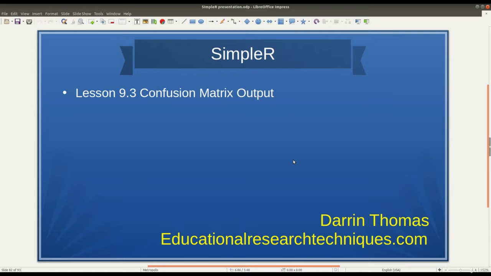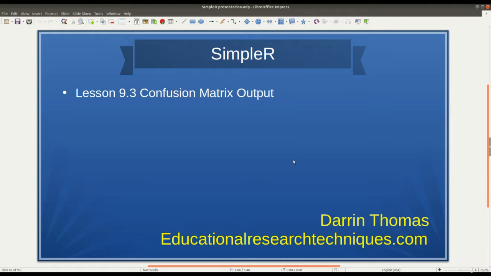We're now in Unit 9, Chapter 9, and we're in Lesson 3. We're going to take a closer look at the confusion matrix output. In particular, we're going to use a function inside the caret package that's going to give us deeper insights. I'm going to run the initial output, and then I'm going to show you some slides that explain what the different metrics mean.